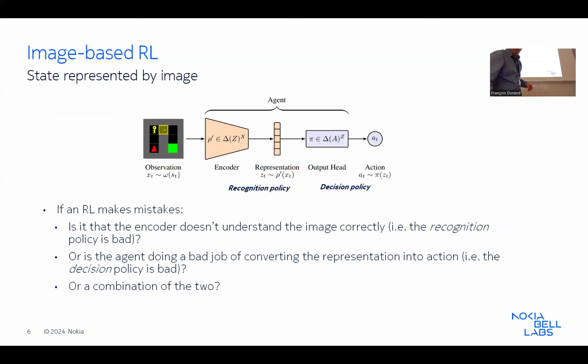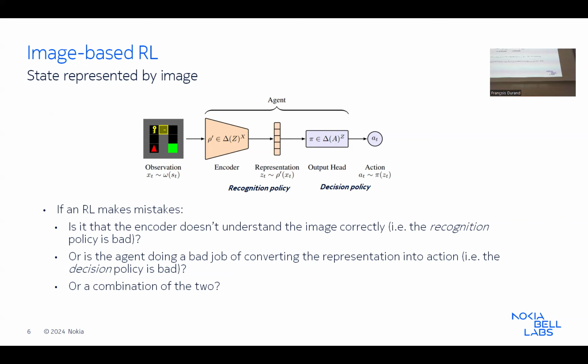So with that in mind, we get the following question. Suppose your RL doesn't actually work very well. There are two potential sources of that. One is, is it the actual encoder? You can think of the encoding as just a classic computer vision problem, nothing to do with action taking or anything like that. So it could just be that the computer vision part doesn't work very well, that somehow the encoder doesn't really understand the image correctly.